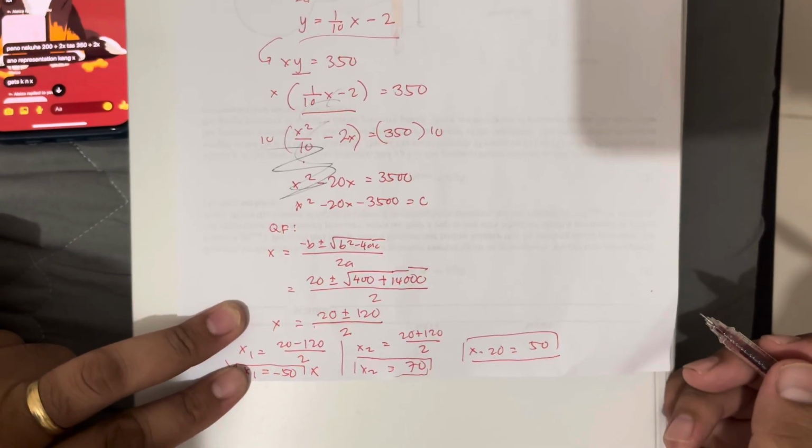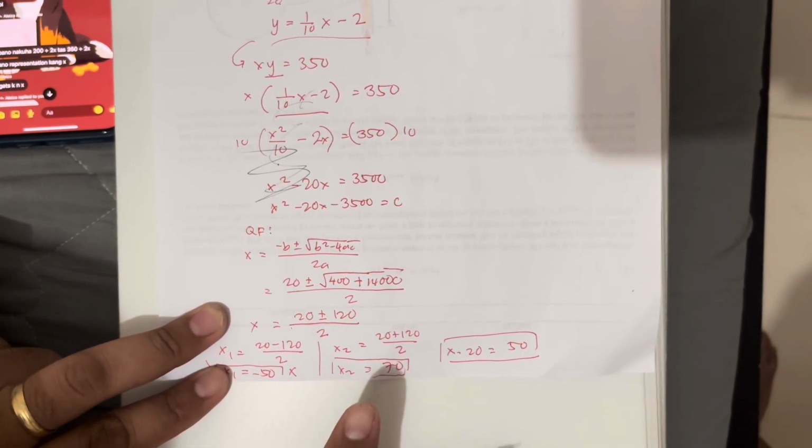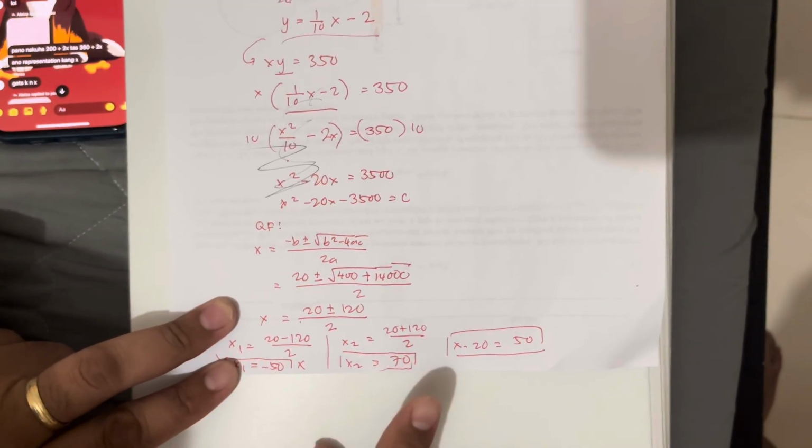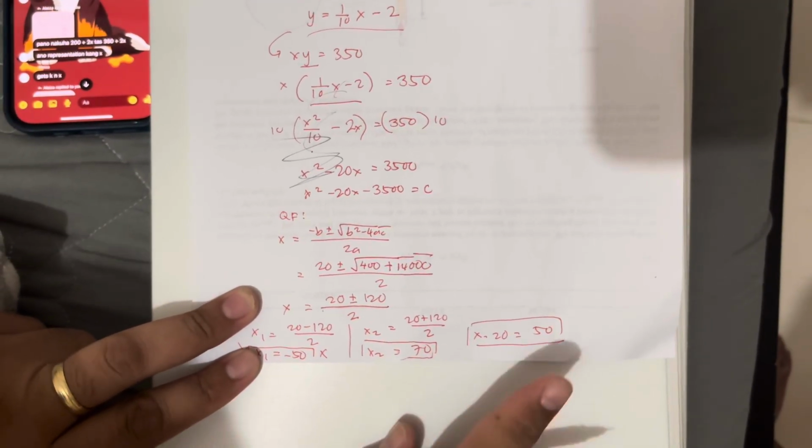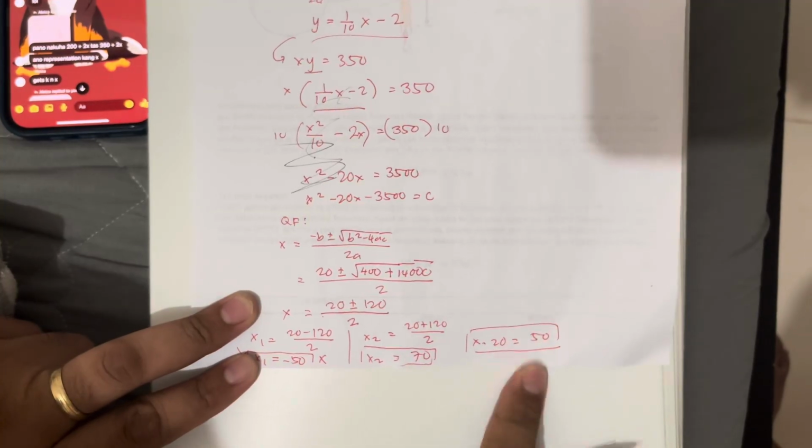Final answer, sulat nyo na lang. The car was moving at a speed of 70 kilometers per hour while the truck was moving at a speed of 50 kilometers per hour.